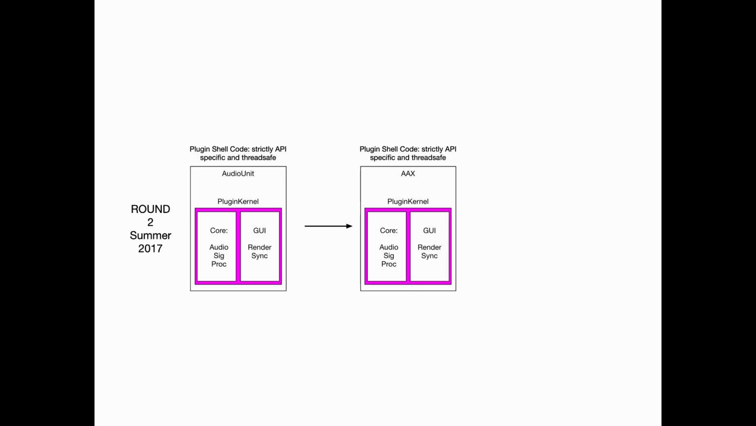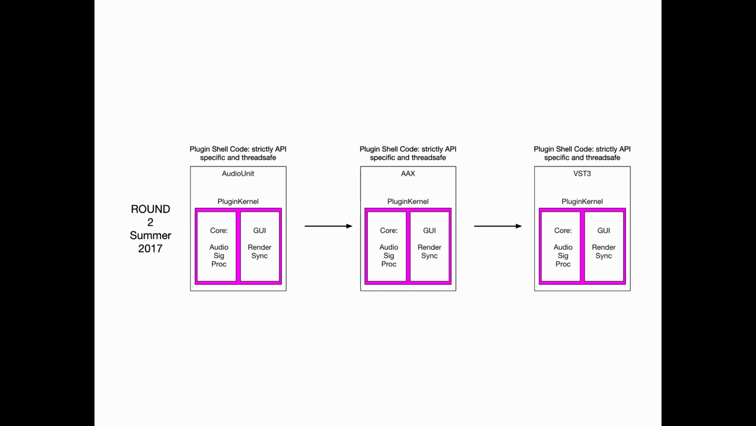In this case, what I did was I took the original plugin kernel and I put it back into another AU plugin, and the purple here represents the fact that it is now a different product. I had made a bunch of changes before, and I rolled those all back into AU, and then into AAX, and then into VST3.